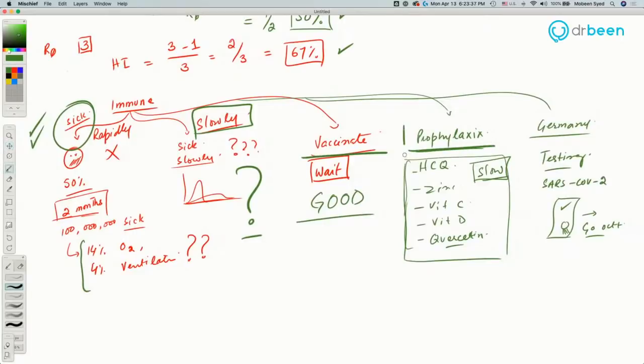Then there is prophylaxis. I believe in this prophylaxis, but this is not a prescription for anyone. People can die with this, so please don't listen to me and go and do it and then harm yourself. This is an educational discussion with my medical colleagues here so that we can develop our opinions. So prophylaxis: hydroxychloroquine, zinc, vitamin C, vitamin D, quercetin, and in moderate cases, add azithromycin.